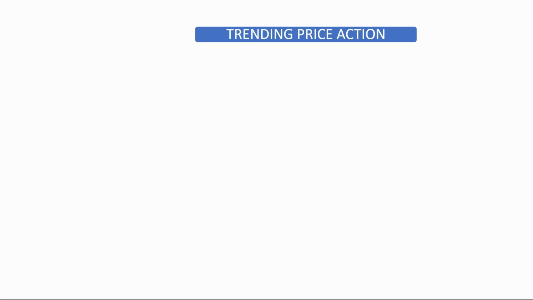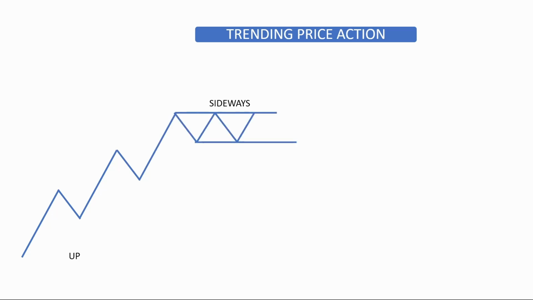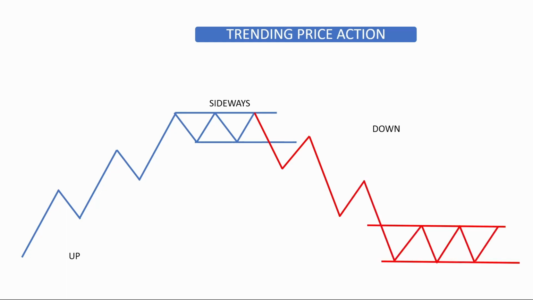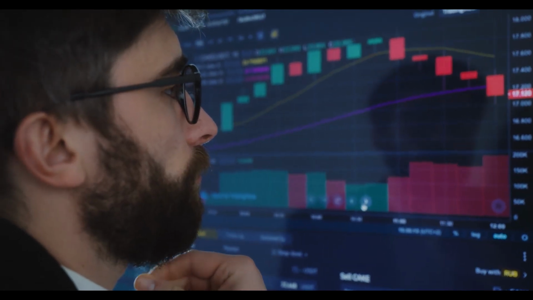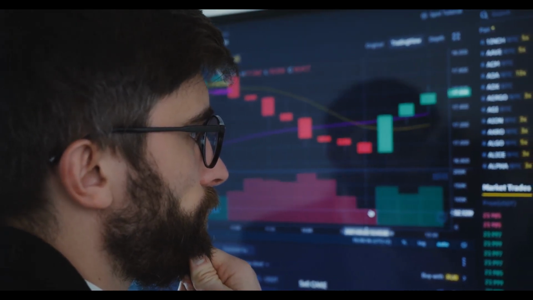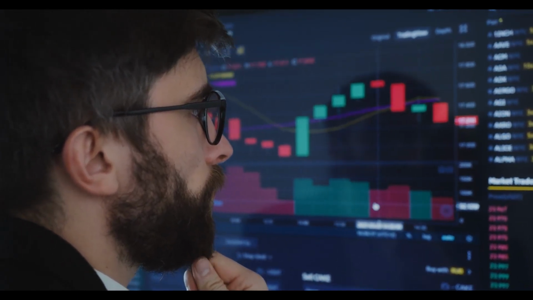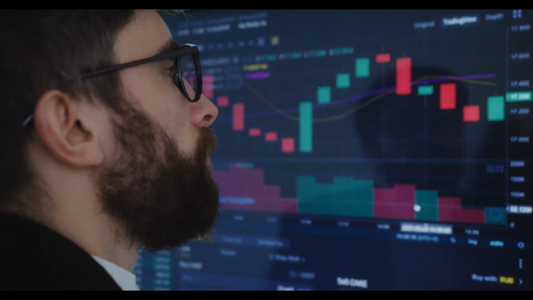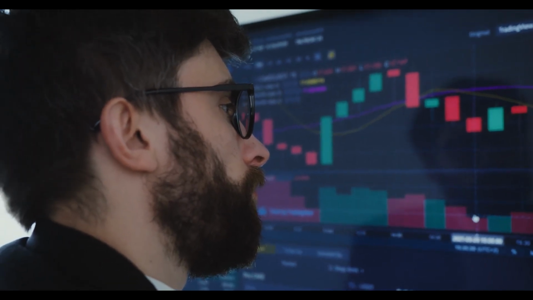Firstly, let's define what a trend is. A trend is the general direction in which an asset is moving, either up, down, or sideways. Trend traders look for these patterns and use them to inform their trading decisions. One of the most important things to understand about trend trading is that it is a form of momentum trading. This means that traders are looking to follow the direction of the trend rather than betting against it.